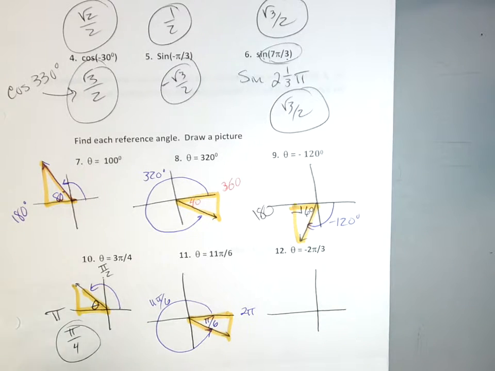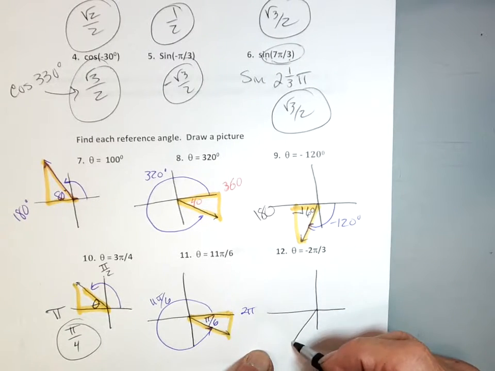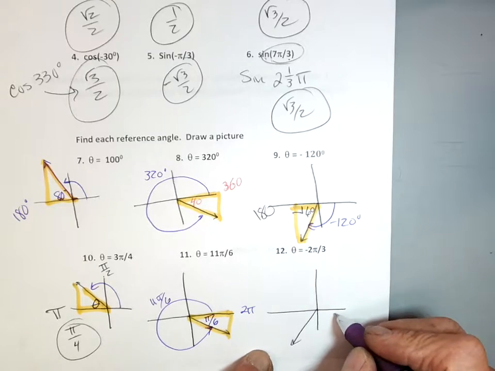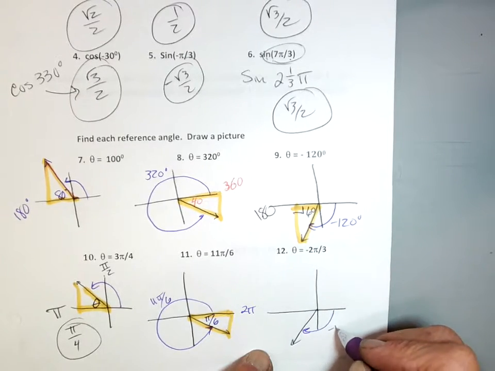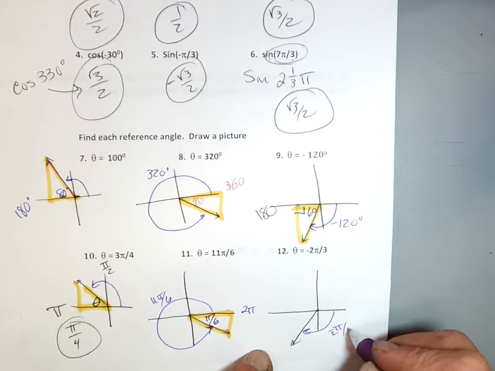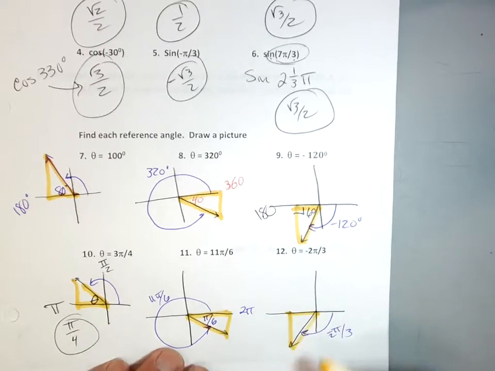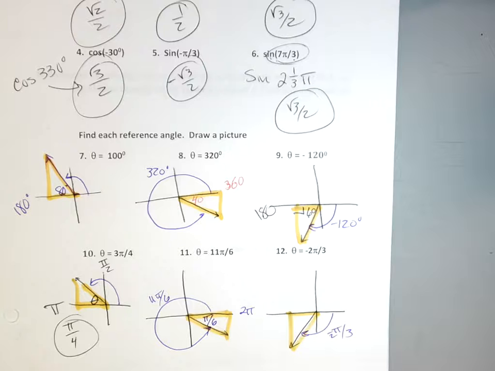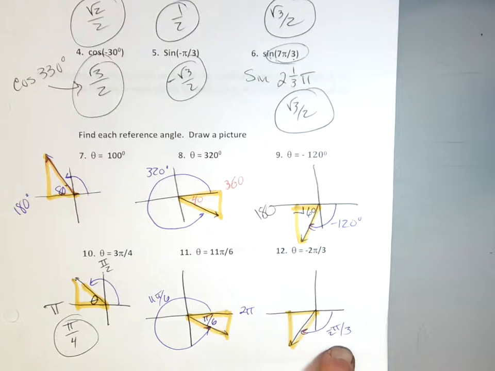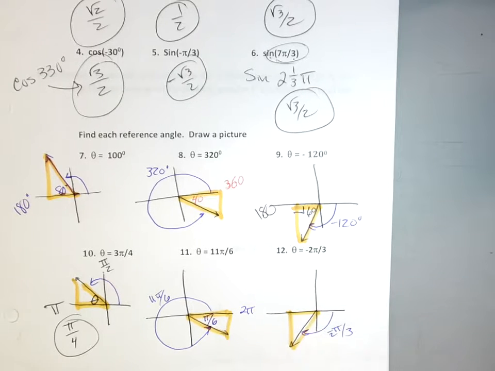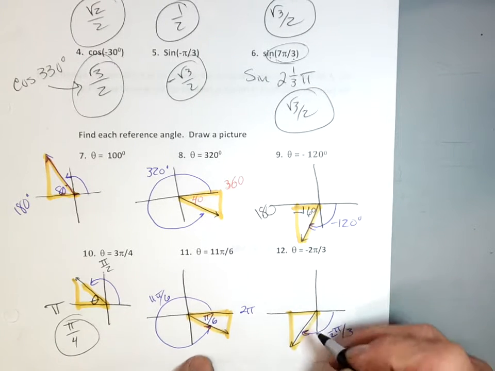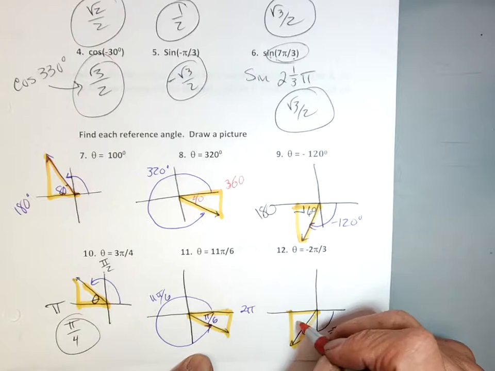Hold on, I have too many pens. Okay, so that's my negative 2 pi thirds. The right triangle I'm looking for is right here, right? If you do degrees, it's the same thing as negative 120 degrees, which makes this 60 degrees, or pi thirds. That's going to be pi thirds.